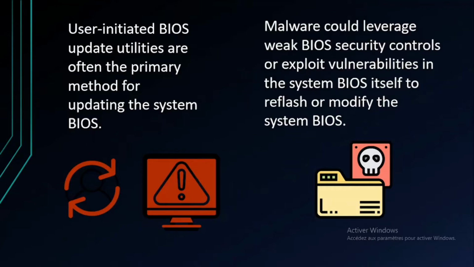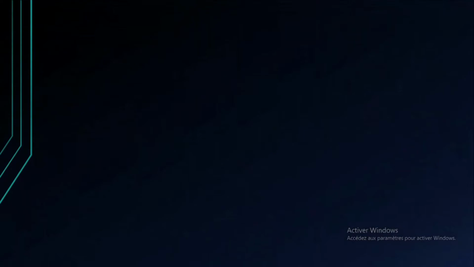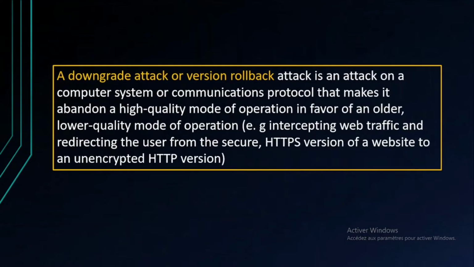The malicious BIOS can be delivered to the system either off a network or using media. Any of the preceding mechanisms could be used to roll back to an authentic but vulnerable system BIOS. A downgrade attack, or a version rollback attack, is an attack on a computer system or communication protocol that makes it abandon a high-quality mode of operation in favor of an older, lower-quality mode of operation. Example: intercepting web traffic and redirecting the user from the secure HTTPS version of a website to an unencrypted HTTP version.